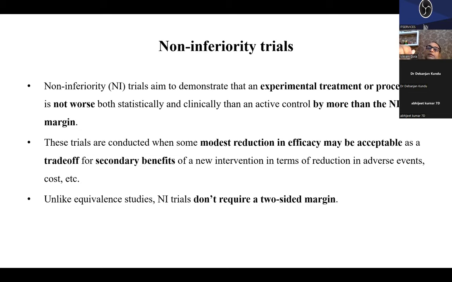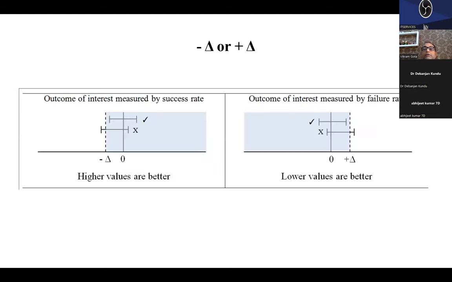So you're willing to accept a modest reduction in efficacy as a trade-off for secondary benefits like cost, safety, ease of administration, and so on. Unlike equivalence trials, non-inferiority trials do not require two margins. So there's only one margin. But here, there's one very interesting point about the margin, whether it should be minus delta or plus delta. I'll give you an example.